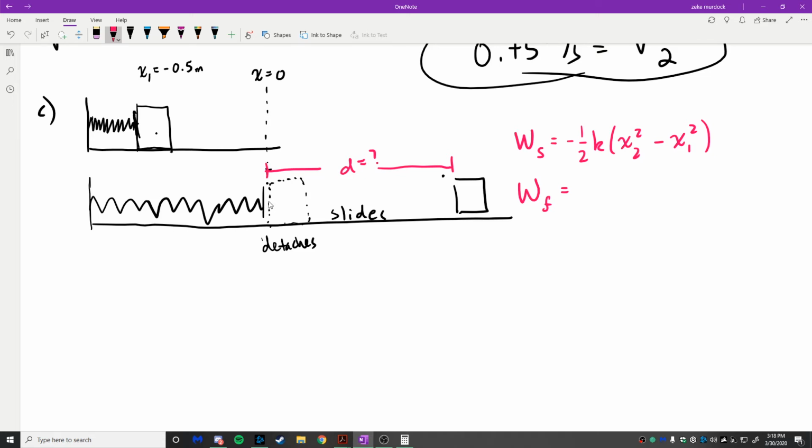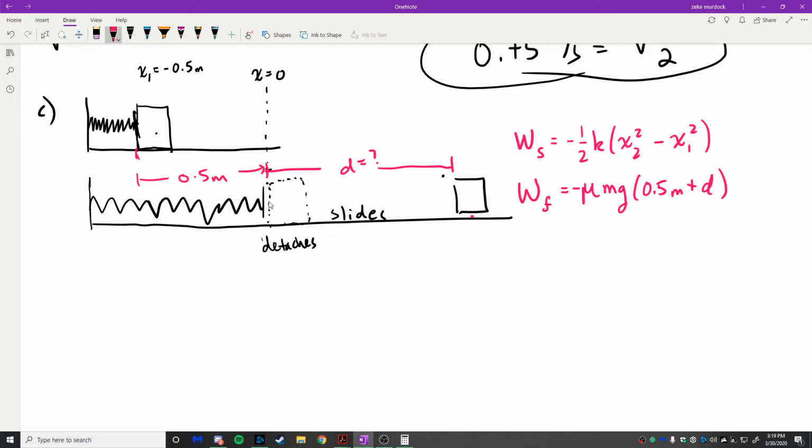The block is going to slide from this point here all the way to this point here, so it will have gone this total distance, and we're saying this distance is 0.5 meters. So the work done by friction now is going to be mu times the weight, which was mg. It's going to be negative because of the cosine of 180 that shows up. And now we're just going to multiply by 0.5 meters plus d. That's just the distance the object slides, so that's the work done by friction.